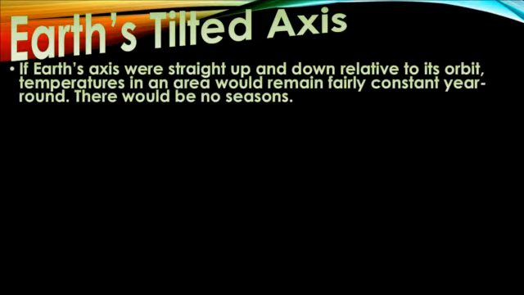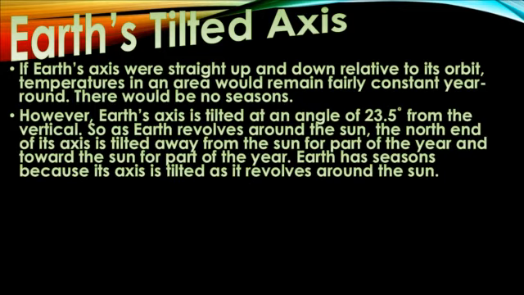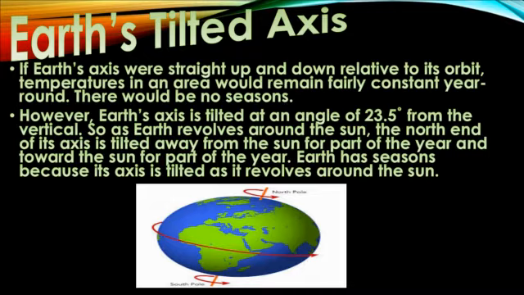The next reason for the seasons is Earth's tilted axis. If Earth's axis were straight up and down relative to its orbit, temperatures in an area would remain fairly constant year-round. There would be no seasons. However, Earth's axis is tilted at an angle of 23.5 degrees from the vertical. So as Earth revolves around the Sun, the north end of its axis is tilted away from the Sun for part of the year and toward the Sun for part of the year. Earth has seasons because its axis is tilted as it revolves around the Sun.